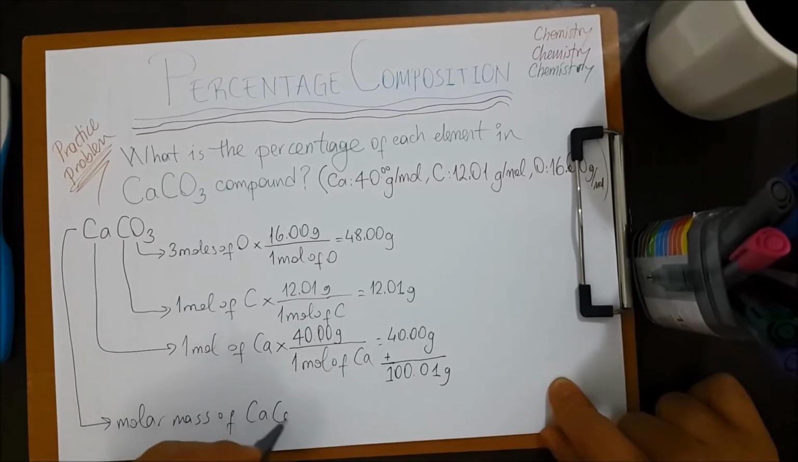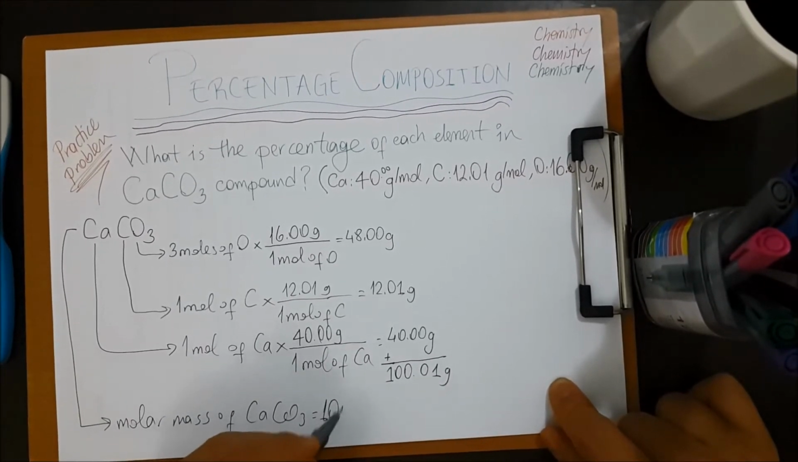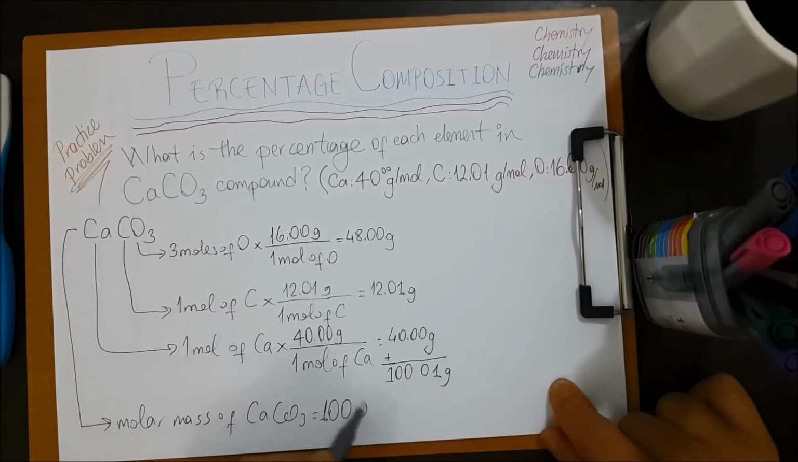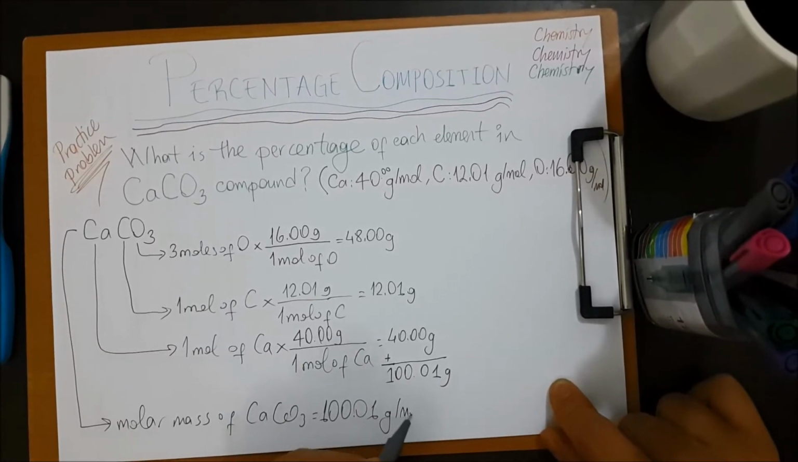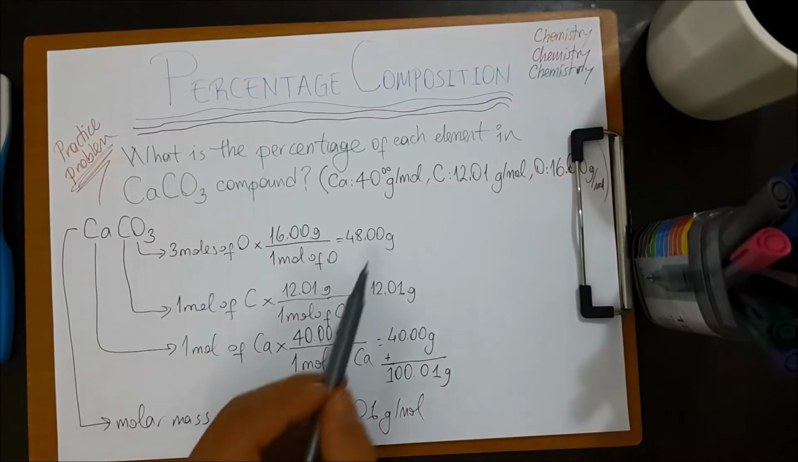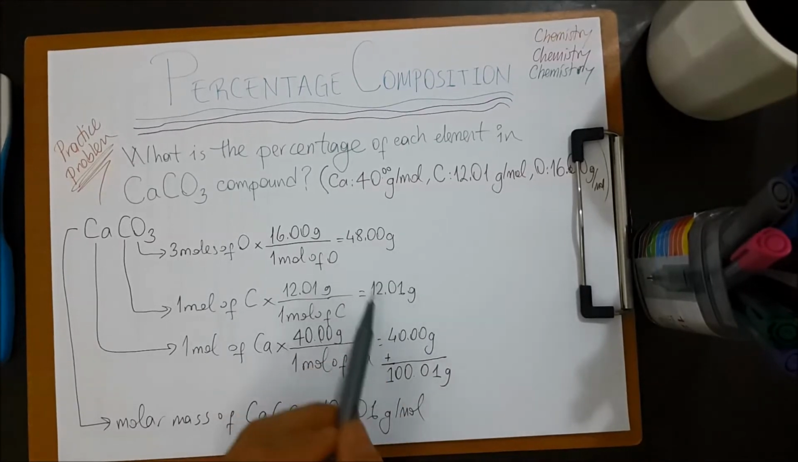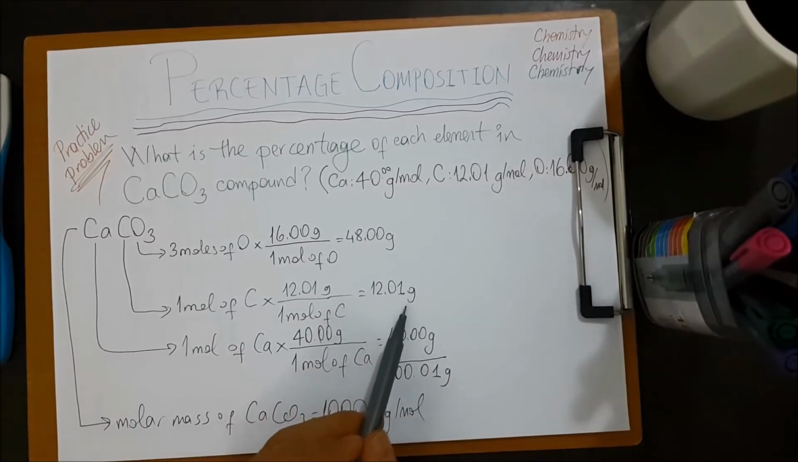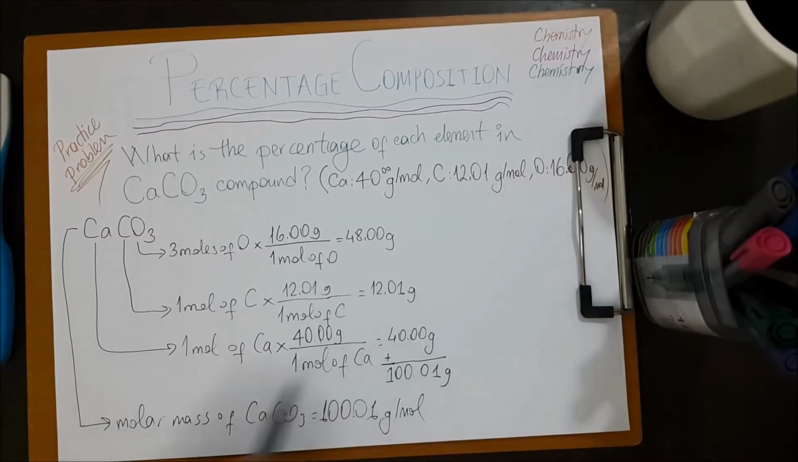So I can say the molar mass of calcium carbonate is equal to 100.01 grams per mole. Okay, 1 mole of calcium carbonate makes 100.01 grams. So as you see here, in 100 grams of calcium carbonate, I have 48 grams of oxygen, 12.01 grams of carbon, 40 grams of calcium.